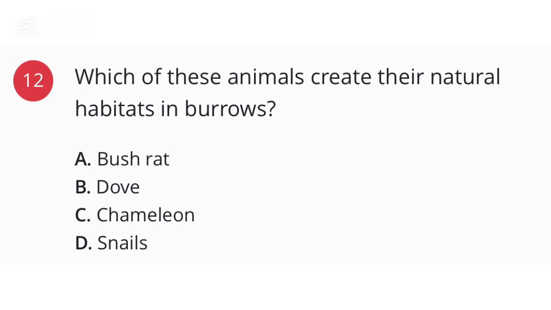Which of these animals create their natural habitat in burrows? A. Bush rat, B. Dove, C. Chameleon, D. Snails. The answer is obviously bush rat. Dove is arboreal, chameleon is arboreal and live in thick vegetation. Then snails, of course, snails live in decaying stores like plantain plantations. So the answer is bush rat.